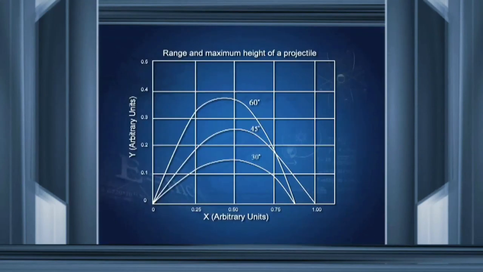I have drawn graphs for projectiles which are launched at an angle of 30 degrees, at an angle of 45 degrees, at an angle of 60 degrees. And you can see that the projectile at an angle of 45 degrees has the maximum range.